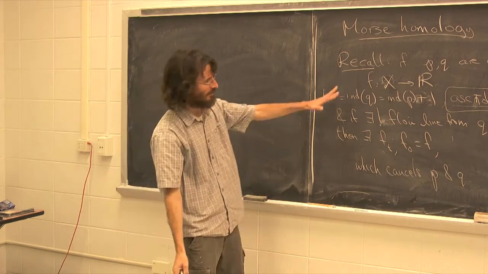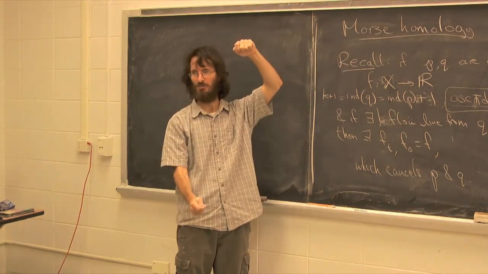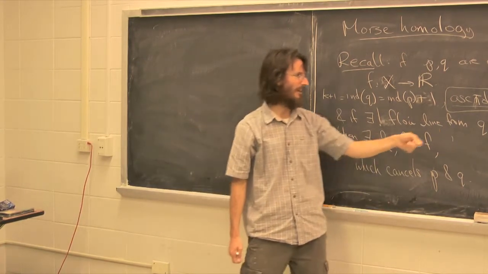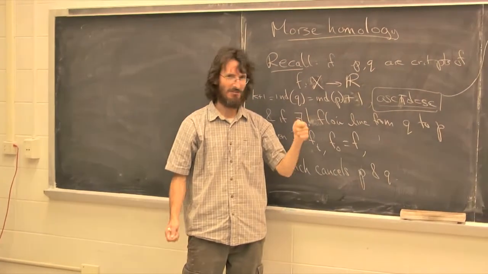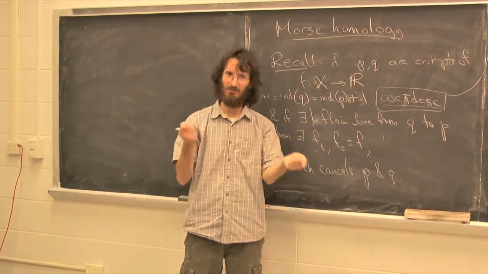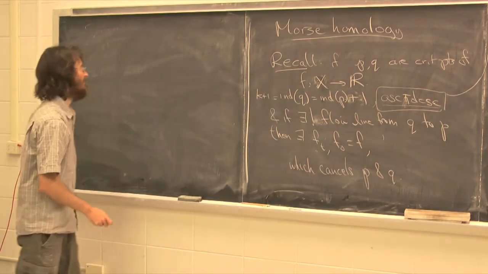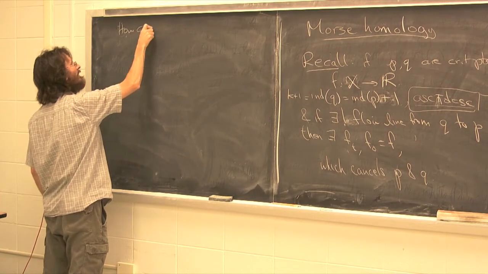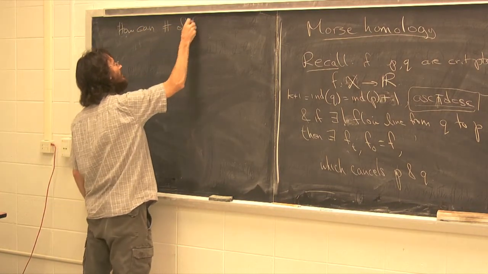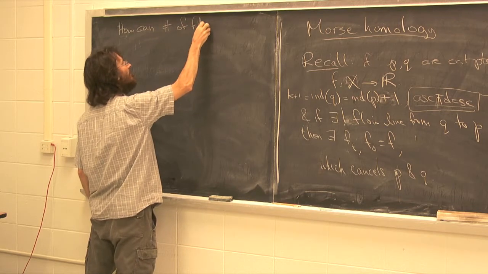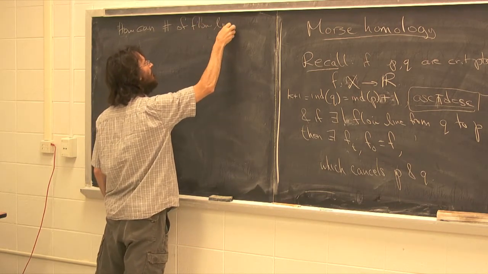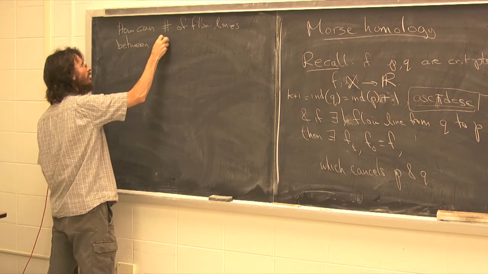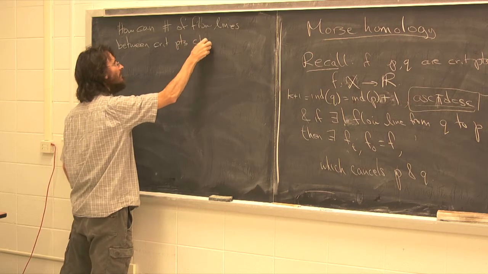So the idea is we want to use the number of flow lines from one critical point to another as some obstruction to cancel it. However, if there happen to be three flow lines from Q to P, that doesn't mean you can't cancel, because maybe there's some other way to get rid of them and reduce it to one. Right? So before we try to build this obstruction, let's think about how the number of flow lines can change.